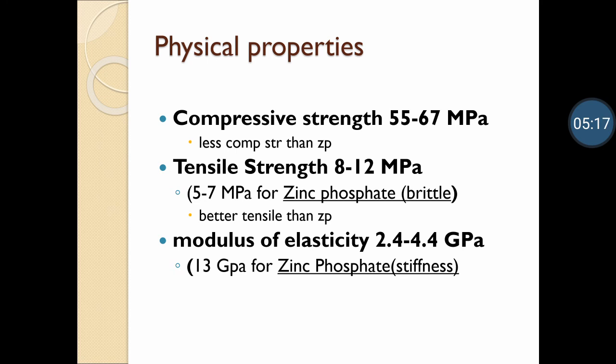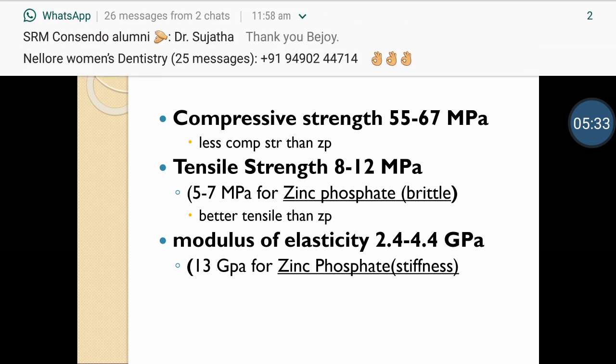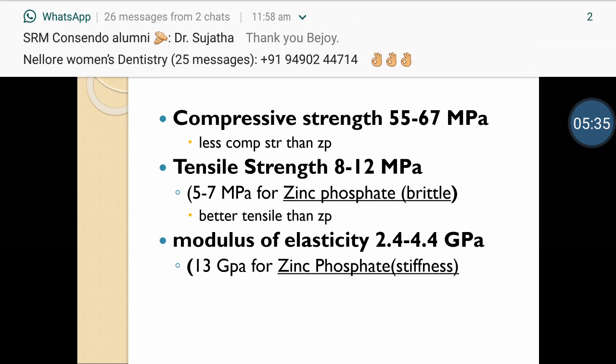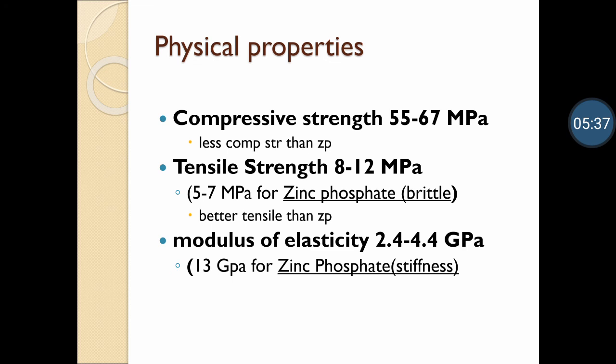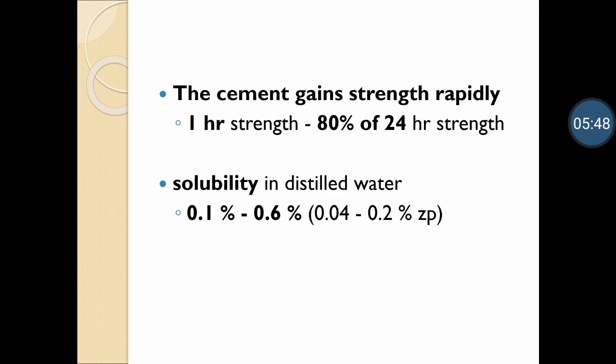The tensile strength of zinc polycarboxylate cement is 8 to 12 megapascals. It is much better than that of zinc phosphate cement, whereas the modulus of elasticity is 2.4 to 4.4 gigapascals. That is the reason it is not advisable to use it for long span bridges, because it undergoes plastic deformation. That is why it is not favorable for long span bridges.